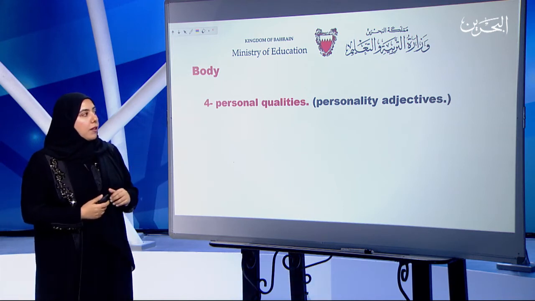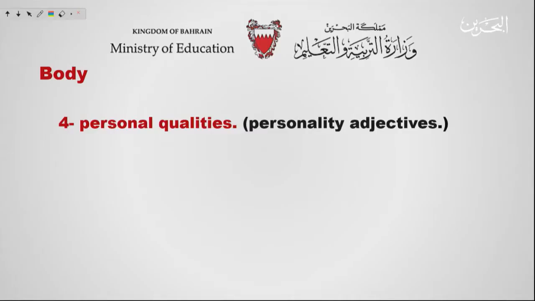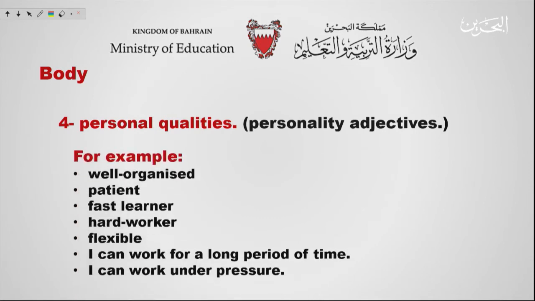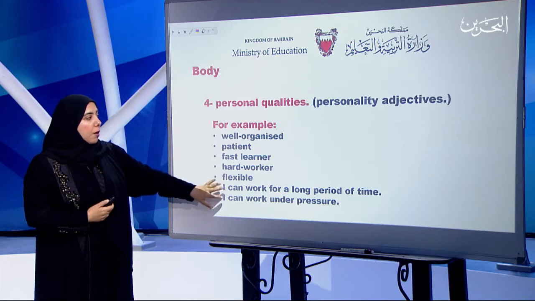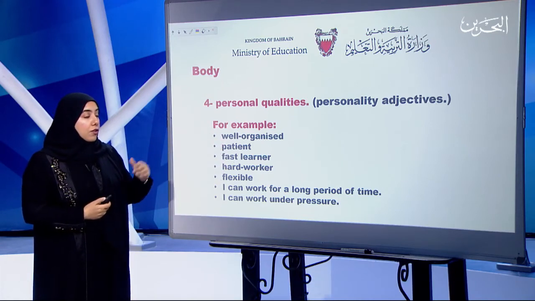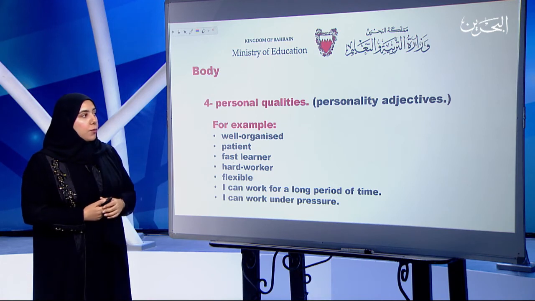Number 4, personal qualities. This is related to the body as well. You have to refer to a group or a set of personality adjectives. For example, well organized, patient, fast learner, hard worker, flexible. I can work for a long period of time, or I can work under pressure. So you have to choose a number of adjectives to express your personality.